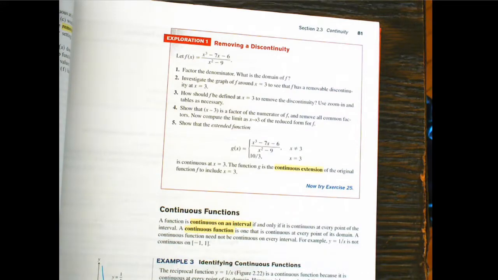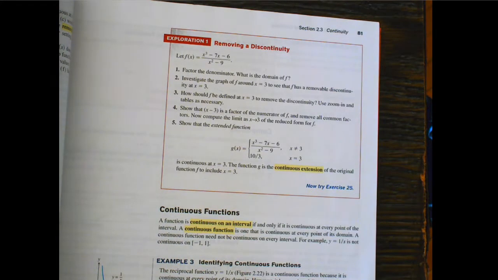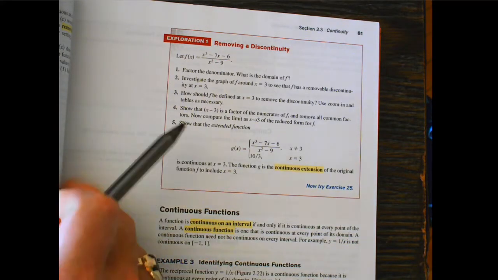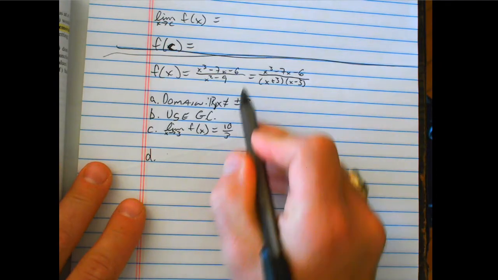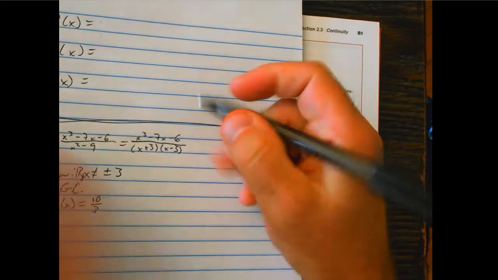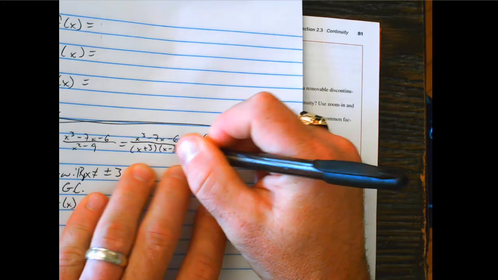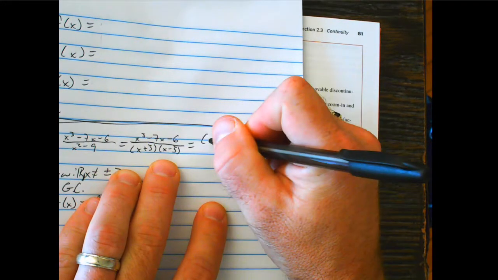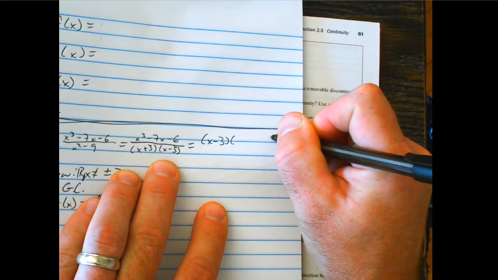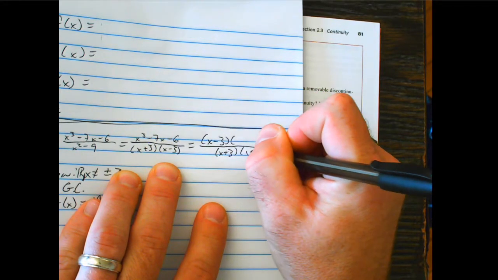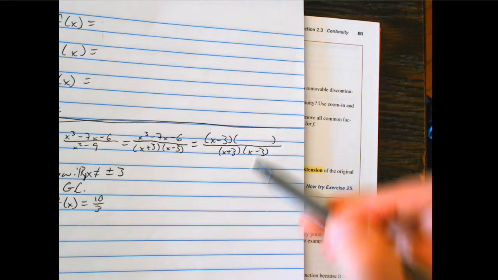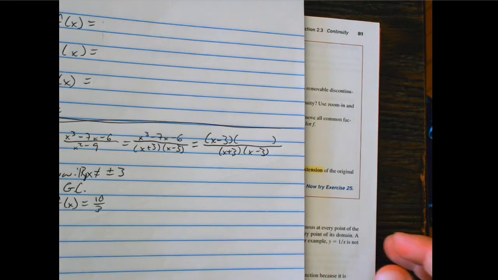So again, I wasn't really doing any math there, but the next thing that I have to do is show that x minus 3 is a factor of the numerator of f and remove all common factors. From trig precalc, the way that we tried to eliminate holes, since x minus 3 represents the hole, I know x minus 3 has to be a factor up top over x plus 3 times x minus 3. And you should remember that from trig precalc, that once we get that, we can cross those off and we can figure out where the hole is.